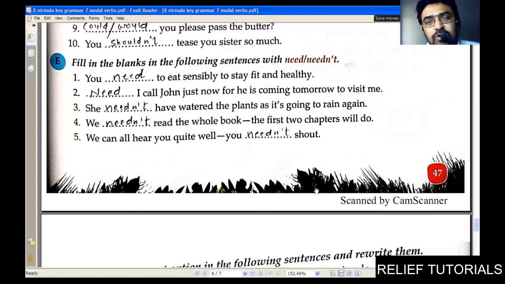शुरू के 2 चैप्टर भी पढ़ लेंगे तो आपको समझ में आ जाएगा what exactly is the agenda of the book. We can all hear you quite well. हम सुन सकते हैं, आपको चिल्लाने की जरूरत नहीं है. Needn't shout.